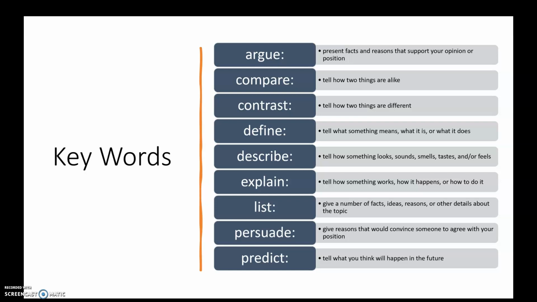List is pretty easy. Give a number of facts, ideas, reasons, or other details about the topic. If you see list, though, be careful to make sure that you follow the assignment instructions. Often it will be list and in the form of an essay, so the list will actually be the evidence in your exposition rather than just a bulleted list. Persuade is the persuasive paragraphs that we were talking about. So give reasons that will be convincing for someone to agree with your position.